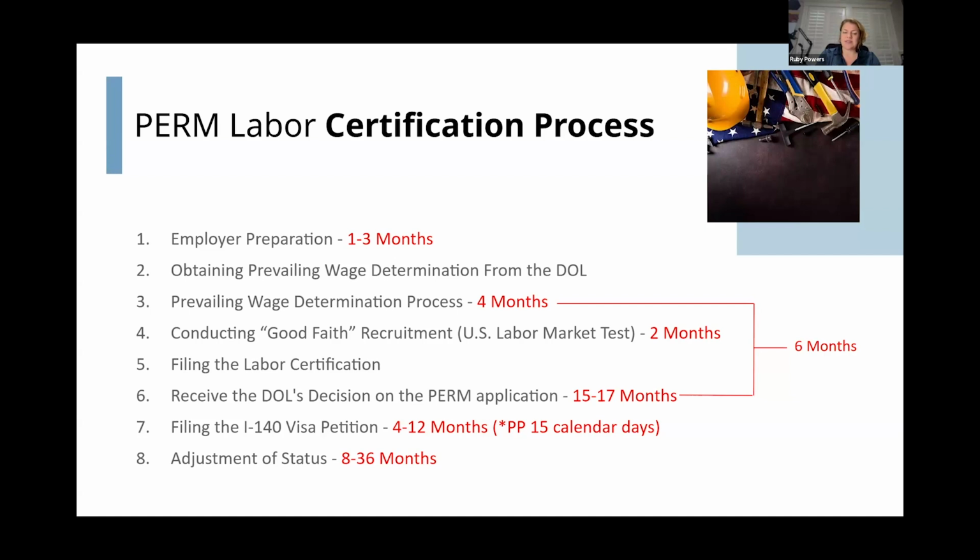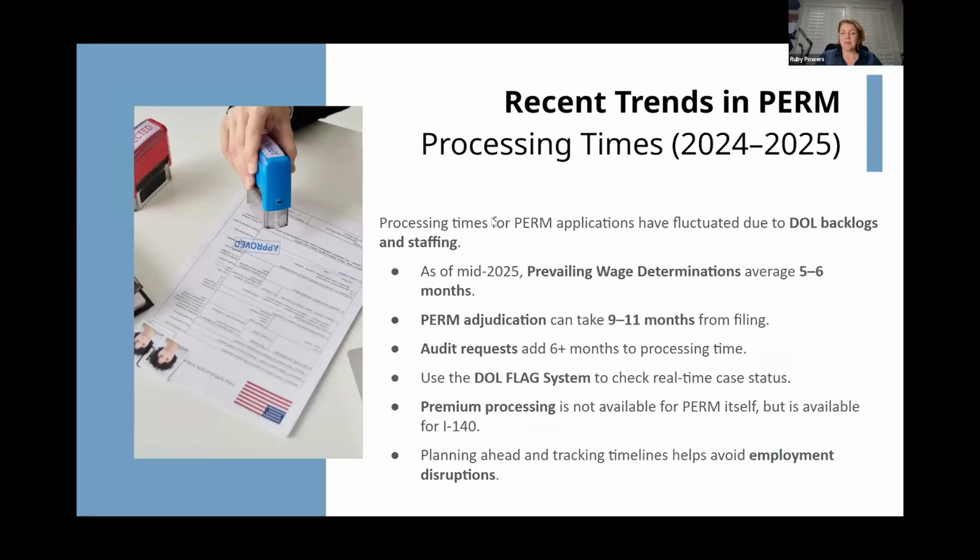And then there's the adjustment of status, which can differ greatly depending on what's going on with the processing times, but also because of the visa availability, depending on where you are. So the processing times fluctuate due to Department of Labor backlogs and staffing. Prevailing wage determinations can average 5 to 6 months. The PERM adjudication can take 9 to 11 months from filing.